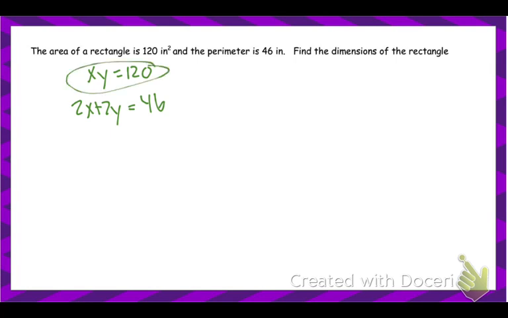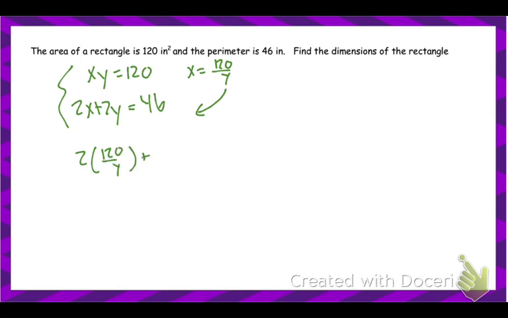Now this equation actually is not quadratic, but the reason we're including it here is because you're going to need a quadratic equation to solve this. So you can solve for either x or y in this one, kind of up to you. I'll go ahead and just get x by itself. So we'll do substitution. So x is equal to 120 over y, and then I'm going to go ahead and plug that in. So this is 2 times 120 over y plus 2y equals 46. So that's going to give me 240 over y plus 2y equals 46.